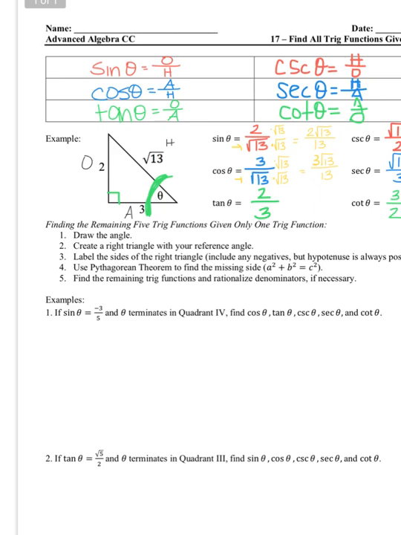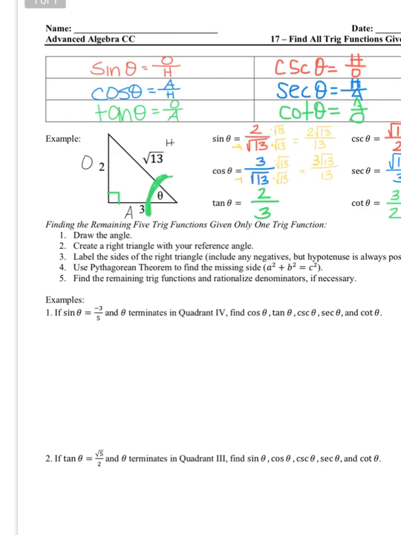It's a little confusing, so I wrote them out for you, and I'm going to go through one at a time really quick, and then I'll explain more when we go through it. So first you're going to draw the angle. Then you're going to create a right triangle with the reference angle. Then you're going to label the sides of the right triangle. Make sure you put any negatives, but your hypotenuse is always going to be positive.